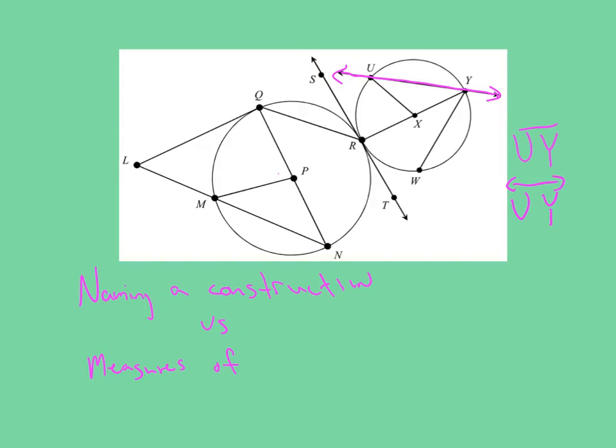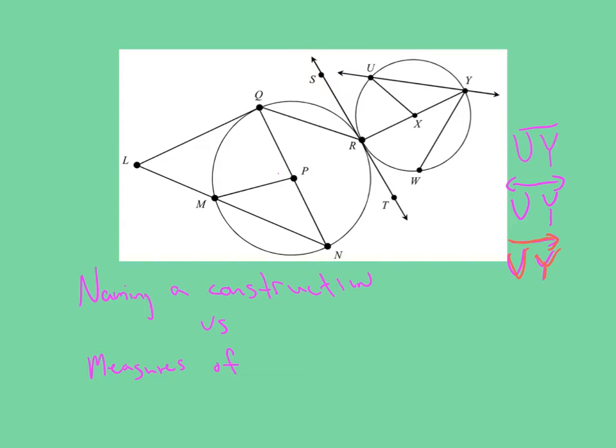So just the differences of ray UY, and let's make that in red, right? So I'm going to retrace that in red. Ray UY starts at U, goes towards Y. Line UY goes in both directions forever, and segment UY is just the points contained between endpoints U and Y. That is just the name.